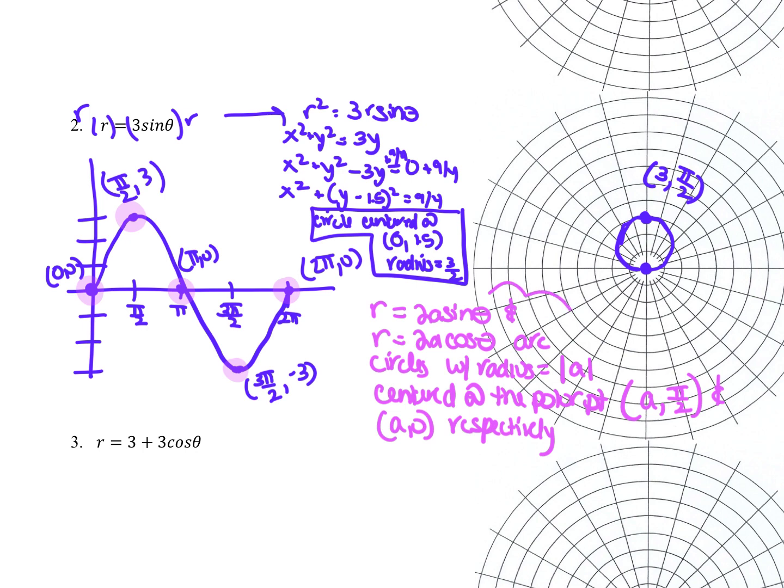Right here, this is your rule to recognize you have a circle. So if you have r equals 2a sine theta or r equals 2a cosine theta, those will give you circles with a radius of a. And then if it's sine, the center will be a comma pi halves, like you see here, meaning it's shifted up, and that point is in polar form. And if it's cosine, the center will be a comma 0.